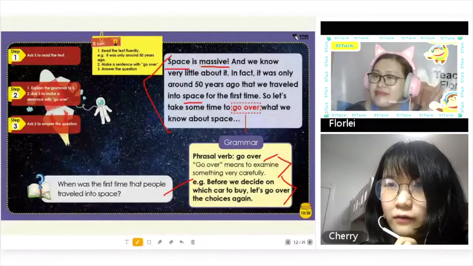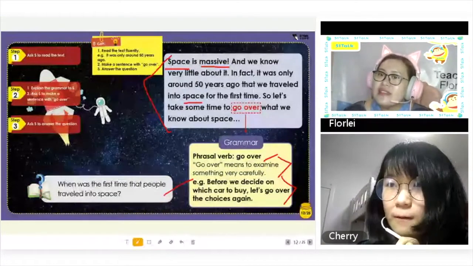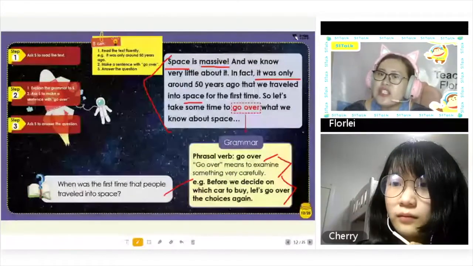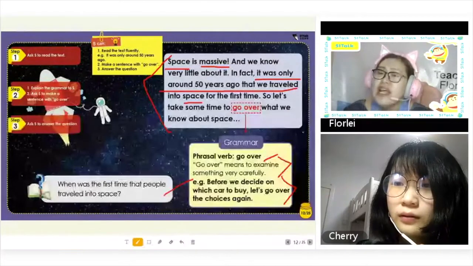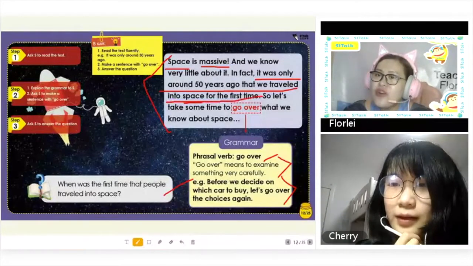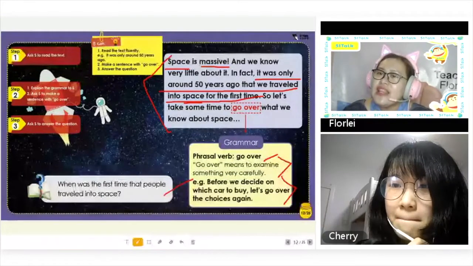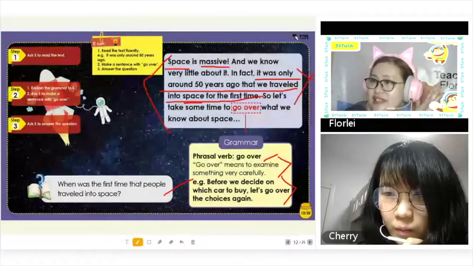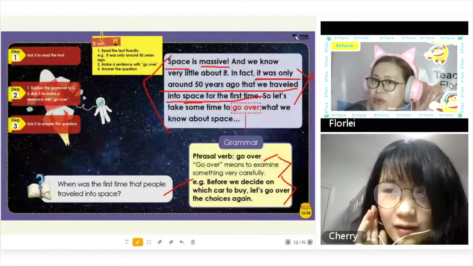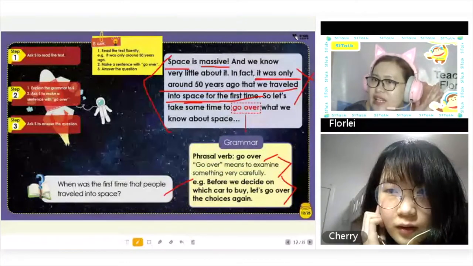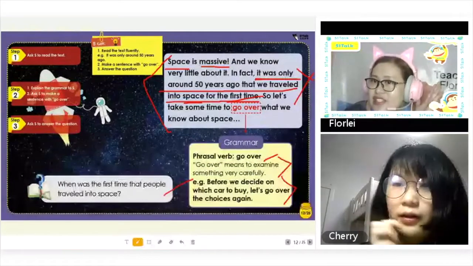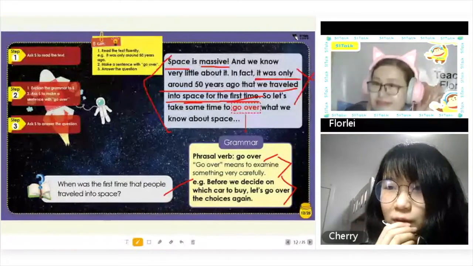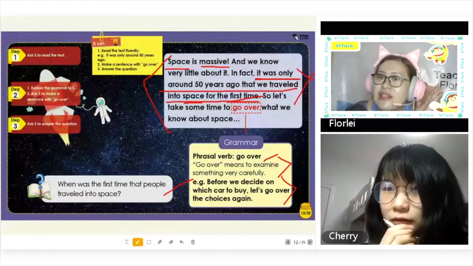Let's read that sentence. It was only around 15 years ago that we traveled into space for the first time.